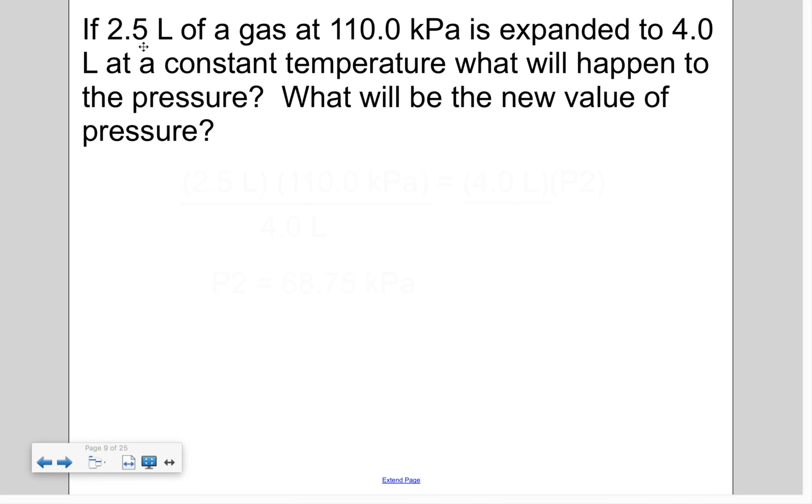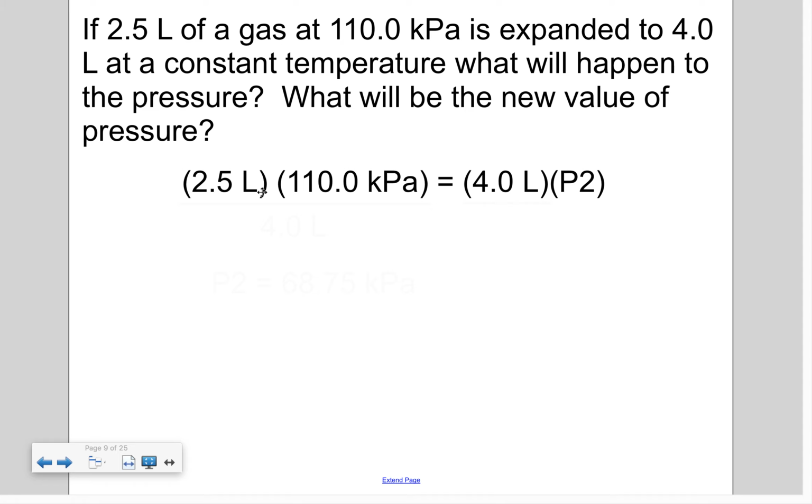So if I'm looking at a sample problem here, 2.5 liters of gas at 110 kilopascals is expanded to 4 liters at a constant temperature. What would the new pressure, or P2, be? So this is my V1, this is my P1, so V1 times P1 equals V2 times P2. So when I set this up, here's my volume 1 and my pressure 1, and it should equal my volume 2 and my pressure 2.